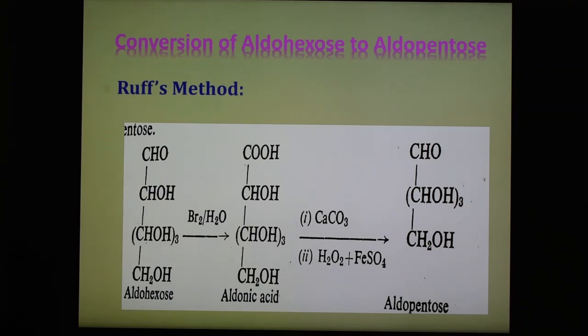and in this Ruff method, the scientist Ruff suggested the method, which includes 2 steps. In the first step, aldohexose is oxidized to aldonic acid by oxidation with a mild oxidizing agent like bromine water, and in the second step, aldonic acid is neutralized by calcium carbonate and treated with H2O2 and FeSO4, which is known as Fenton's reagent, and we obtain the aldopentose.